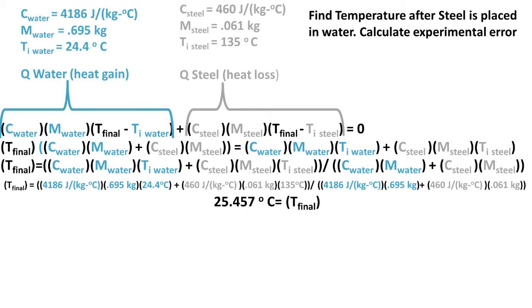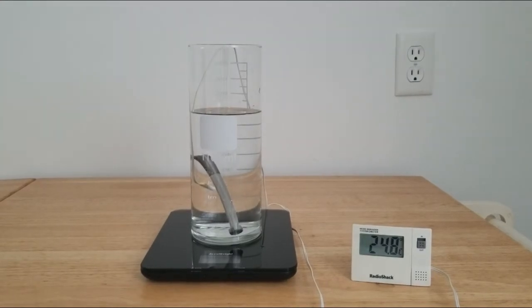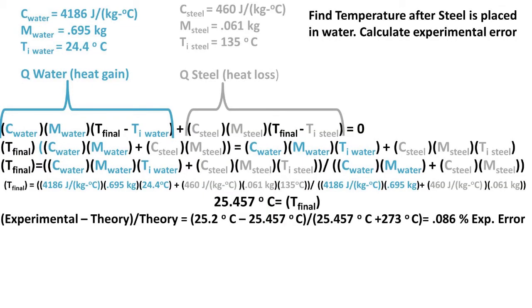25.457 degrees Celsius. Going back to our experiment, after letting the water and the bolt sit for about 5 minutes, the temperature reached an equilibrium of about 25.2 degrees Celsius. Plugging these numbers into the experimental error formula, we get an experimental error of 0.086%. I used degrees Kelvin in this calculation.